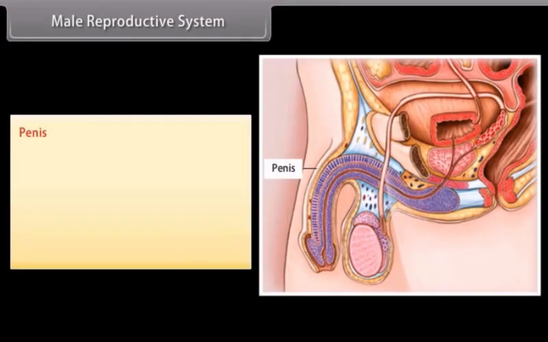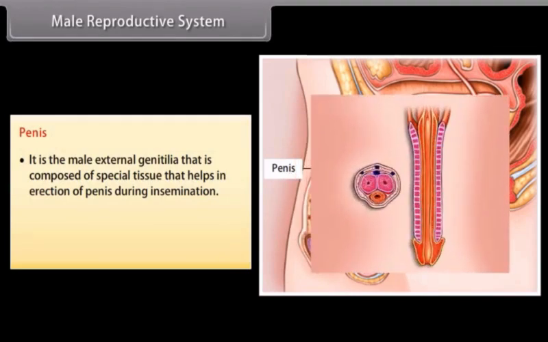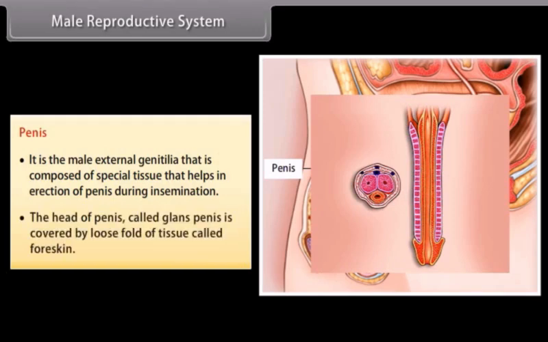Penis. It is the male external genitalia that is composed of special tissue that helps in erection of the penis during insemination. The head of the penis, called glans penis, is covered by a loose fold of tissue called foreskin.